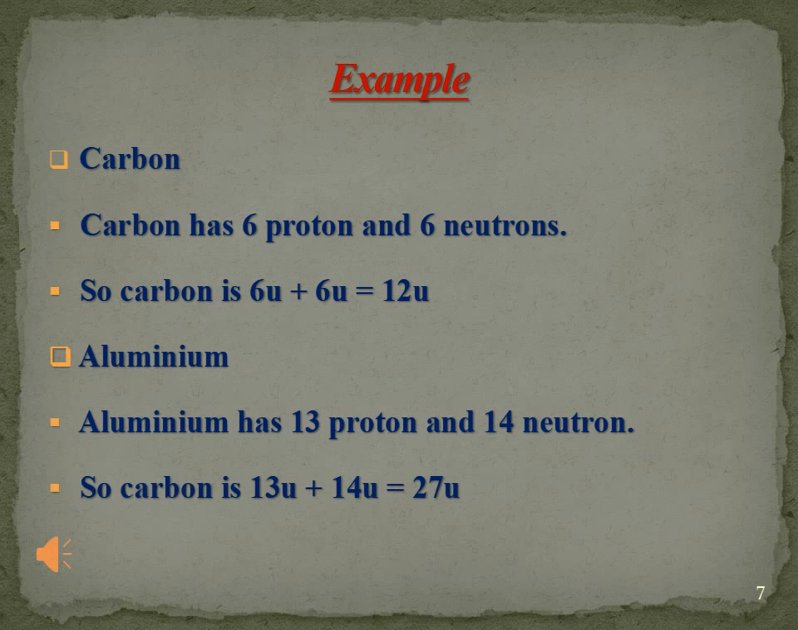So the question arises, what is U indicating with 12? That means the relative mass of carbon is 12 U. Now let us consider the second example, which is aluminium. Aluminium has 13 protons and 14 neutrons. So when I need to find the atomic mass of aluminium, adding both of them, the answer is 27 U. So I can say the relative mass of aluminium is 27 U.